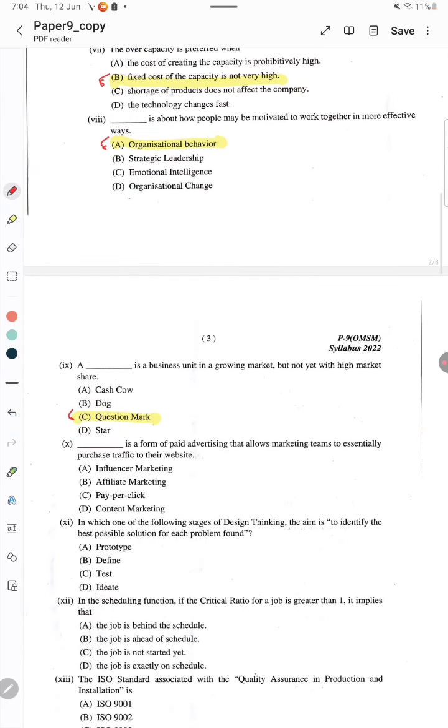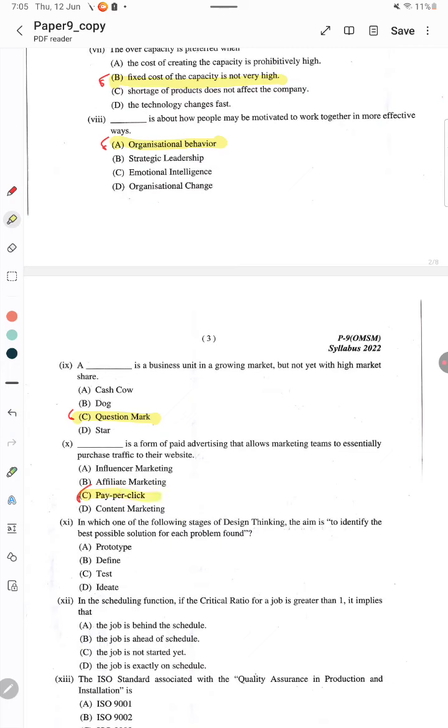And then question number 10. Dash is the form of paid advertising that allows marketing teams to essentially purchase traffic to their website. Influencer marketing, affiliate marketing, pay per click. Pay per click is an advertising model where the advertiser pays each time there is a click. So that is the correct answer. Please make note of it.